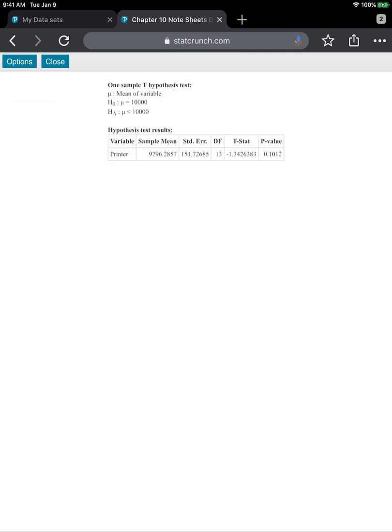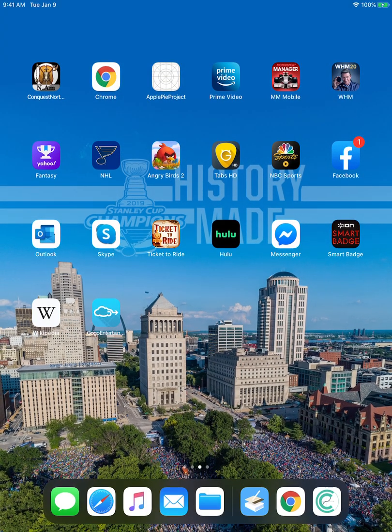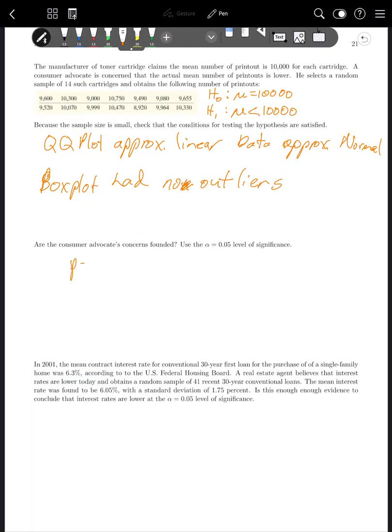And we get a p-value of 0.1012. So p equals 0.1012, which is not less than alpha. So we do not reject H naught, and therefore there is not sufficient evidence to suggest that the mean number of printouts is less than 10,000.